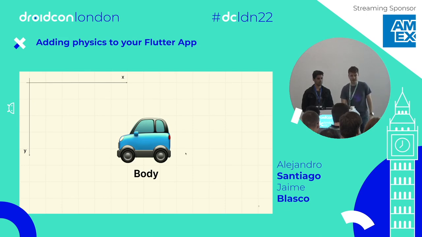Bodies can be anything. They can be a ball. They can be a car, as we see here. They can be whatever you can think. However, it's important to notice that Force2D doesn't do any rendering stuff. So although we have a cool emoji over here, it doesn't care about how cool it is, but it does care about the shape it has.